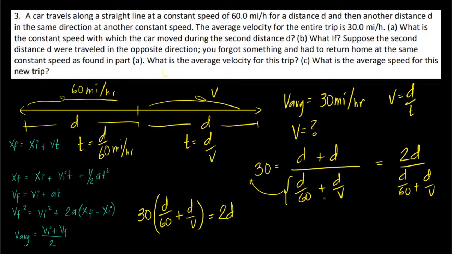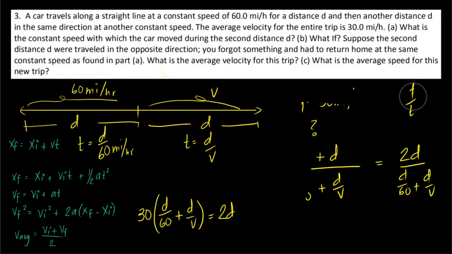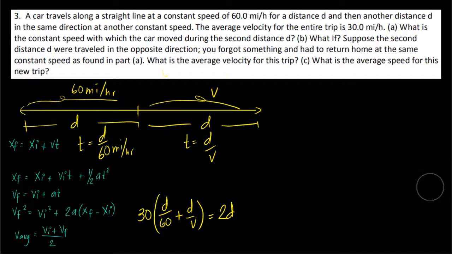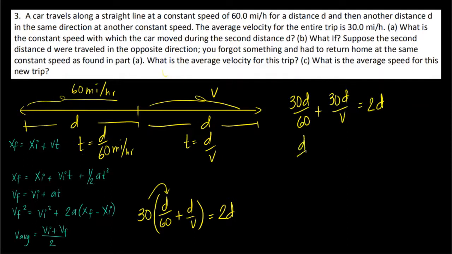Okay. And for now, take a screenshot, guys, because I will reason through this. So, you have that. Now, let's distribute 30 inside. This becomes 30d over 60 plus 30d over v equals 2d. 30d over 60 is simply d over 2 plus 30d over v equals 2d.